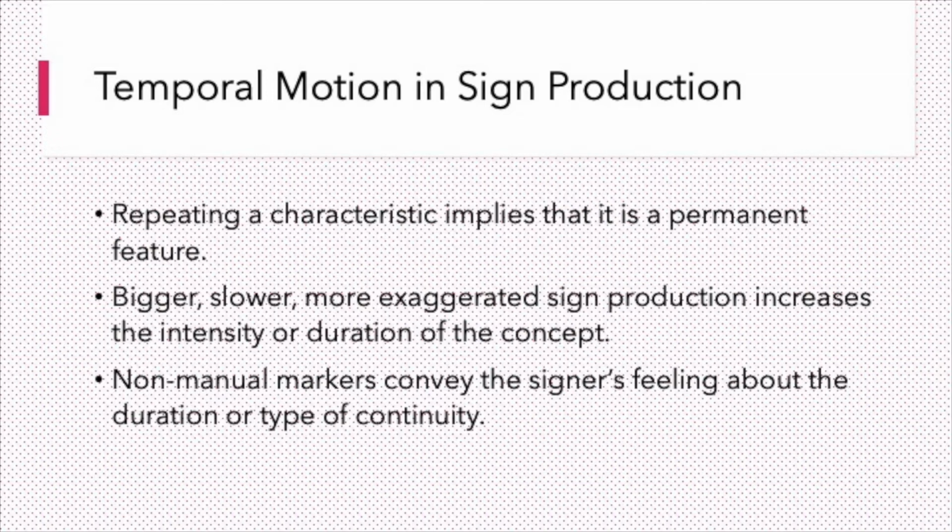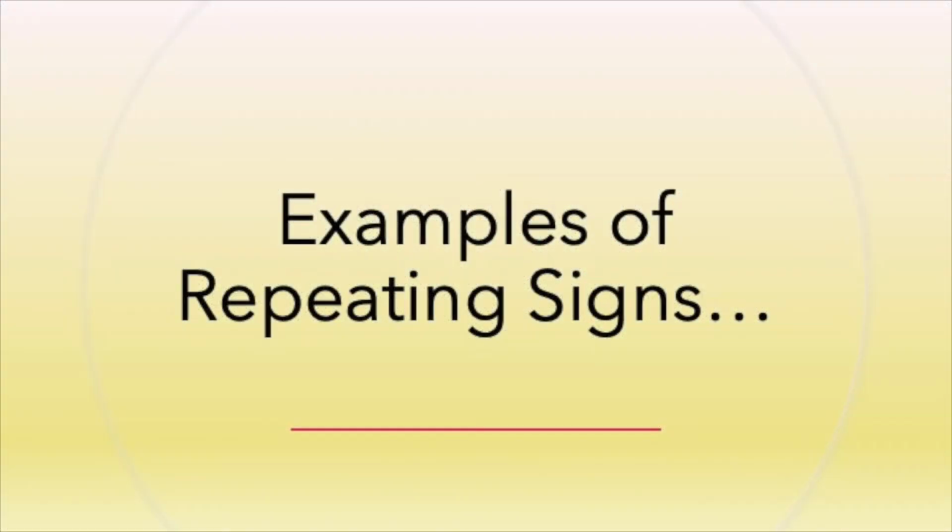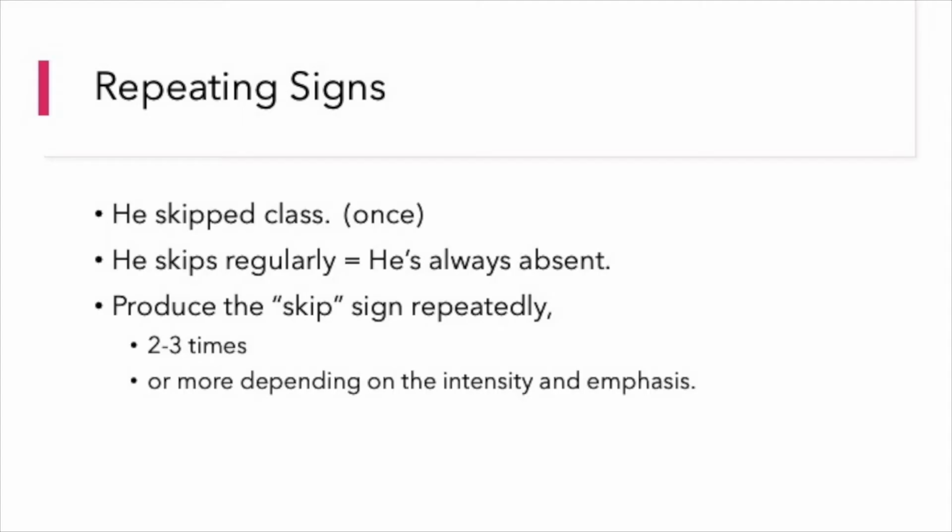Bigger, slower, and more exaggerated sign production increases the intensity or duration of the concept. Non-manual markers convey the signer's feelings about the duration or type of continuity. Here are some examples of the repetitive temporal modification. In this first example, notice how the sign for skip changes as it becomes skipping, and see how my non-manual markers add to the concept and imply my own feelings about it.